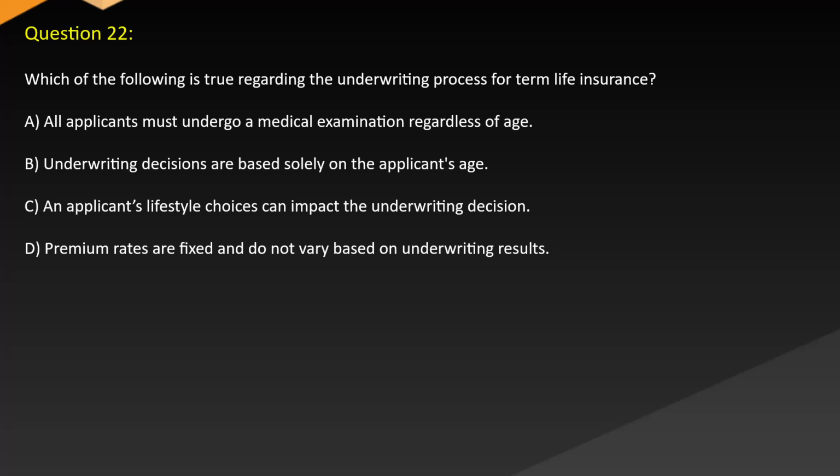Question 22. Which of the following is true regarding the underwriting process for term life insurance? A. All applicants must undergo a medical examination regardless of age. B. Underwriting decisions are based solely on the applicant's age. C. An applicant's lifestyle choices can impact the underwriting decision. D. Premium rates are fixed and do not vary based on underwriting results.